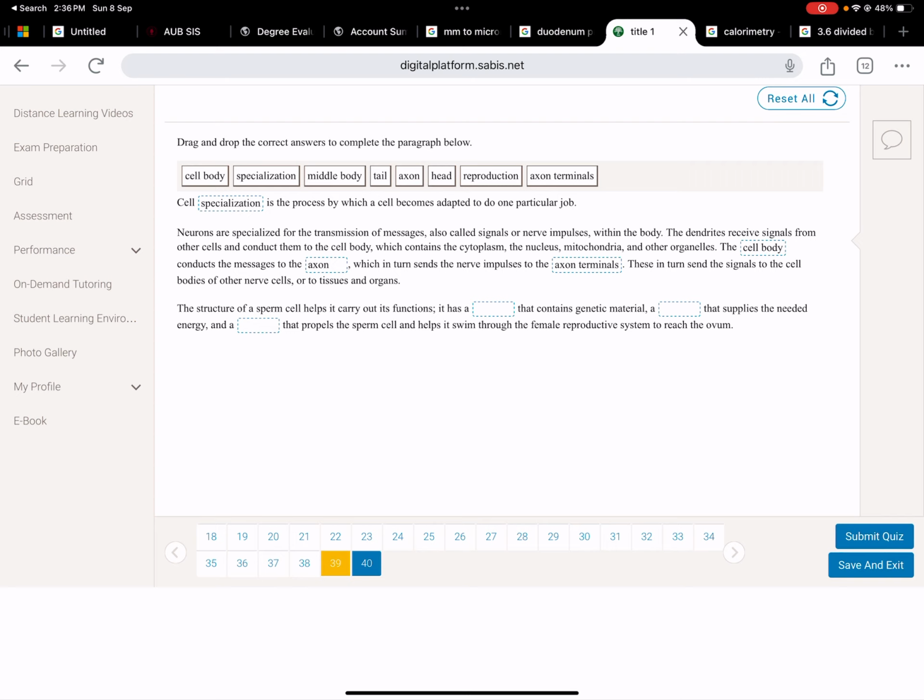The structure of a sperm cell helps it carry out its functions as it has a head, and in the head we have the genetic material. We have the middle body, which supplies the energy, and a tail, which helps its movement.